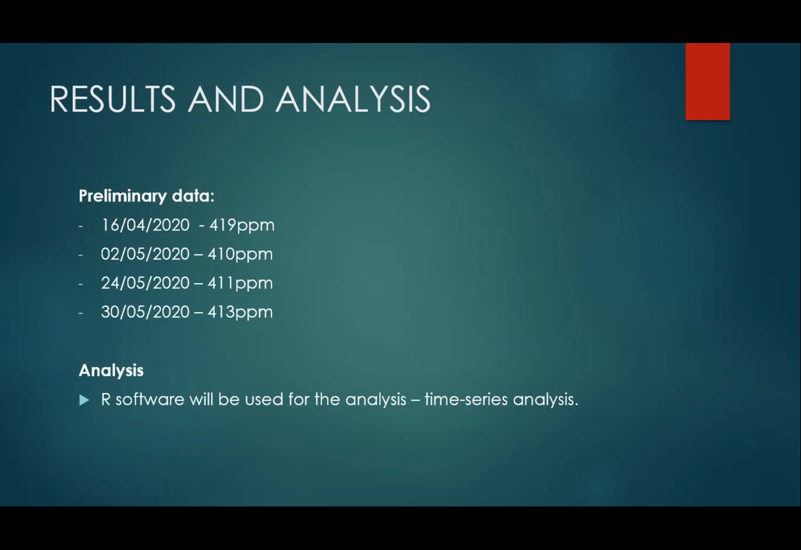So I was looking at the preliminary data, at the months of April and May. On 16th April, the concentration of carbon dioxide was 419 parts per million. On 2nd May, it was 410 parts per million. On 24th May, it was 411 parts per million. On 30th May, it was 413 parts per million. So you can see from the trend that the concentration was reducing, then at some point it started rising.